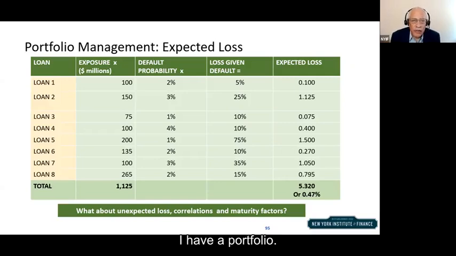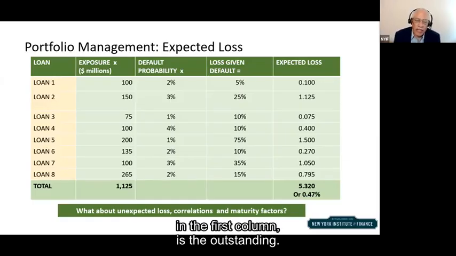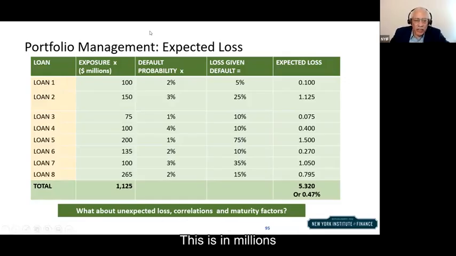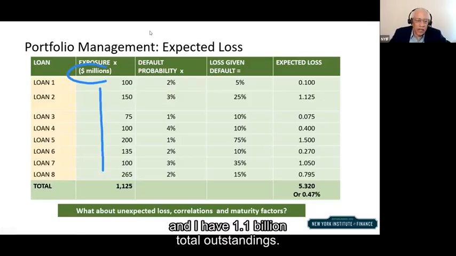I have a portfolio. I have 8 loans in the portfolio. For the 8 loans in the portfolio, the first column is the outstanding. These are loan outstandings, in millions. And I have 1.1 billion total outstandings.